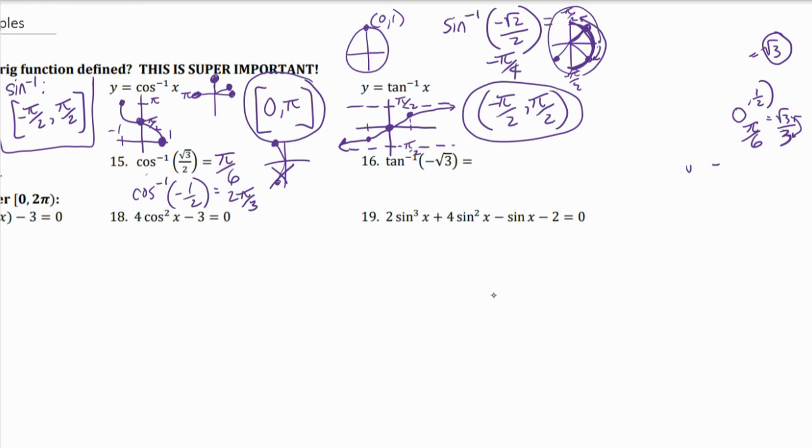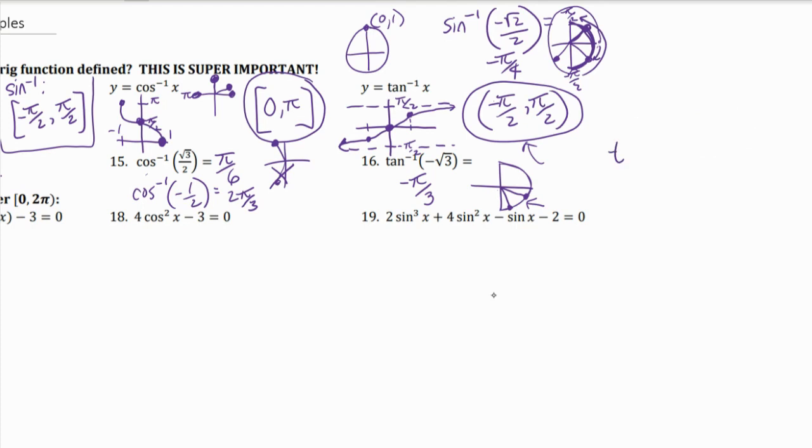So going back to our question, where is tangent equal to negative root 3? That is in this range, right? Okay, so it's negative root 3. So where are my tangent values negative? That's going to be in quadrant 4. And is it going to be negative pi over 6 or negative pi over 3? Using the rule we just learned, it's negative pi over 3. So tangent inverse of negative root 3 is negative pi over 3.